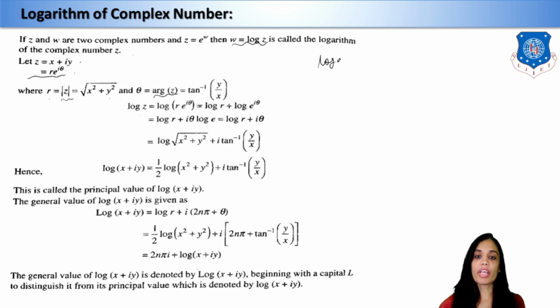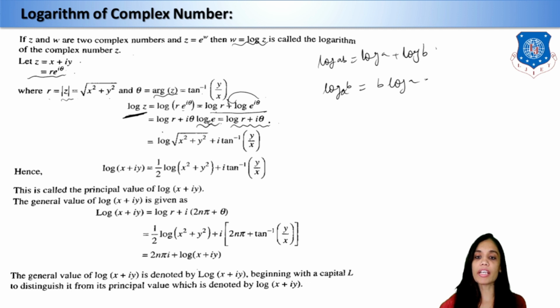Now we know log of a b is equal to log a plus log b. So this can be written as log r plus log e raised to i theta. This can be further simplified as log r plus i theta times log e, using the formula log a raised to b is equal to b log a. Now log e to the base e is 1. So finally the log z formula, which you have to remember, is log z is equal to log r plus i theta.